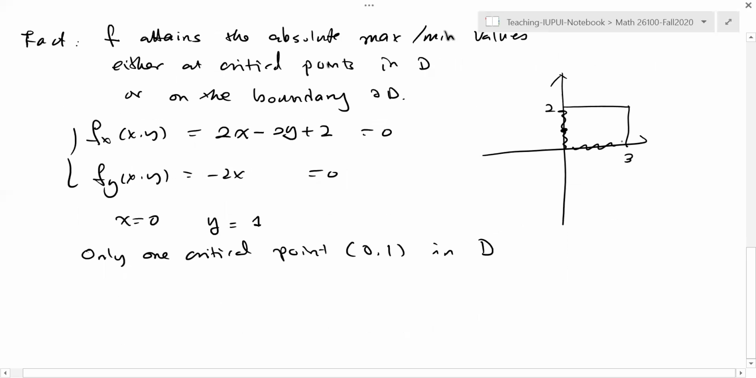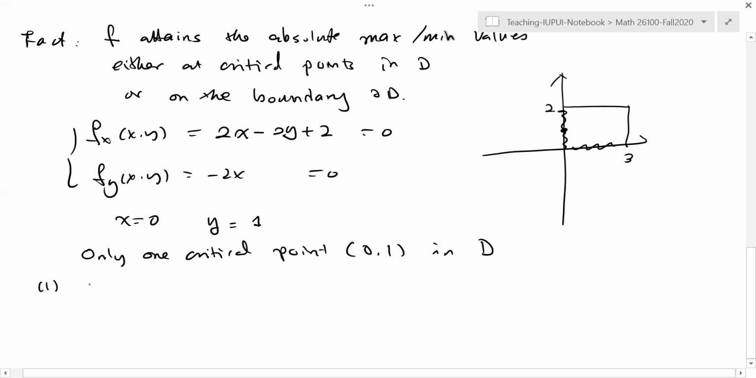This is a square, so it's easy. You don't need to use a Lagrange multiplier to find the maximum value. This is not a smooth curve, it just consists of 4 pieces. So let's take a look at the first one.